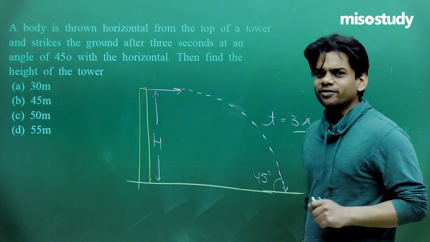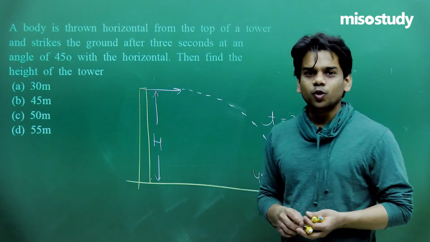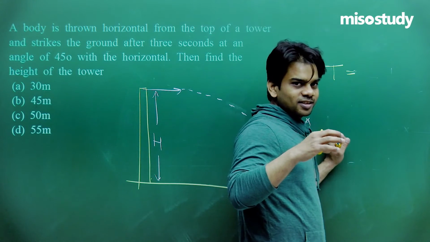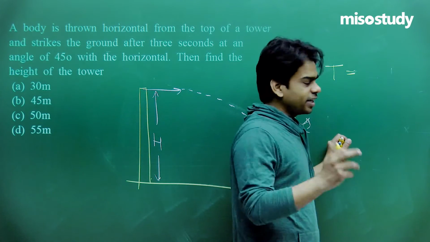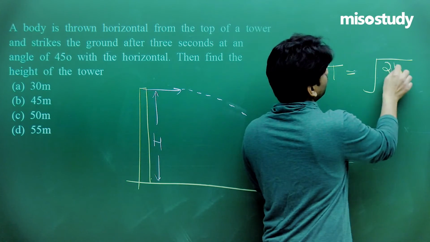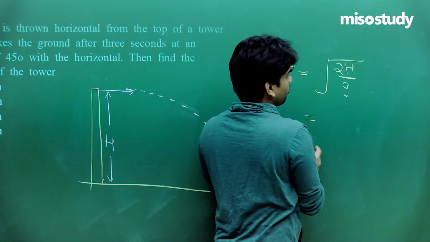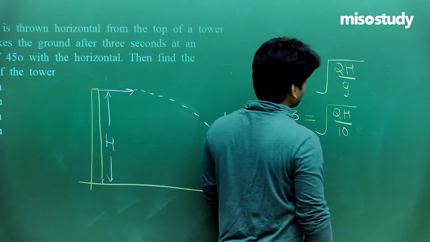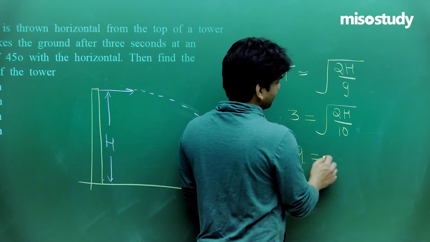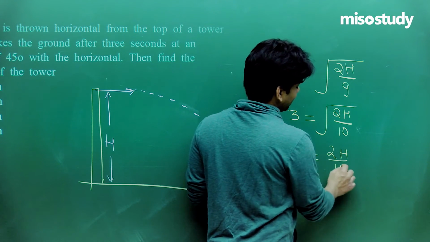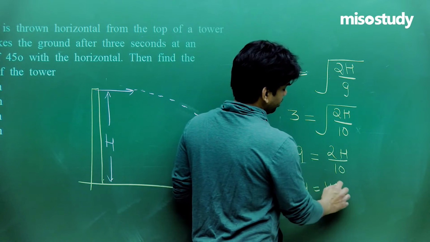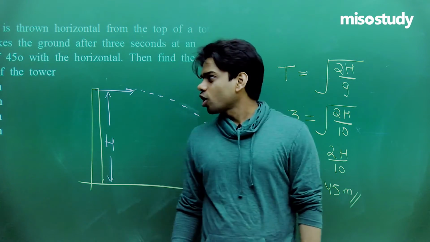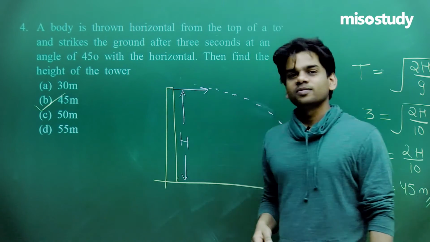See, time of flight can very easily be evaluated as T equals under root 2h by g, because the initial vertical velocity is 0. So it's a free fall case. So you can directly use T equals under root 2h by g. That is the time of flight, given as 3. And here g is 10, you can use. Square it, we get 9 equals 2h by 10. So h will turn out to be 45 meter. 90 by 2, that will come out to 45 meter. Let's check the options. Option B matches the right answer, that is 45 meter.